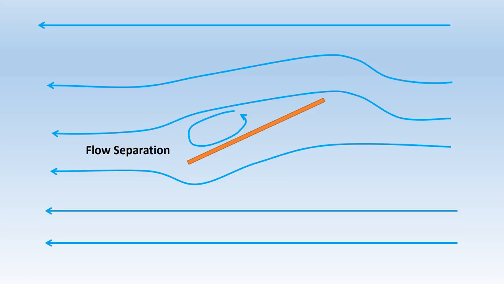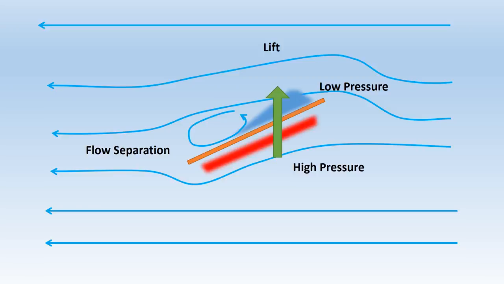In the real world, with friction, the streamlines are not able to turn tightly enough to flow round all shapes. This results in flow separation. When the flow separates, the area of low pressure above the wing is significantly reduced, and therefore the lift is also significantly reduced. This is known as the stall.